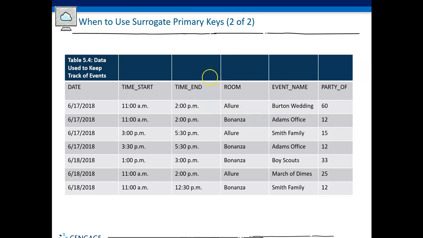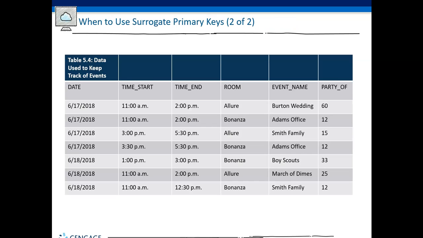Because if you have the room, you can't have 2 events at the same time in the same room, probably. That's probably against the business rules. They would try to avoid doing that, right? And you see how the date's different here. So that would probably work. That would be an example of using a composite key that's also a natural key, because it naturally is part of the data.